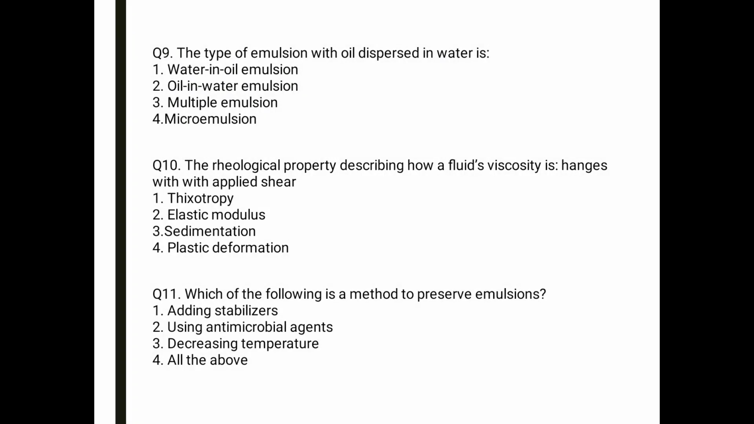Next, the type of emulsion with oil dispersed in water is: first, water in oil emulsion; second, oil in water emulsion; third, multiple emulsion; and fourth, micro emulsion. Oil dispersed in water is oil in water, so the second option is correct. If water is dispersed in oil, then it is a water in oil emulsion. When oil is dispersed in water, oil is the internal phase and water is the continuous phase. That is an oil in water emulsion.